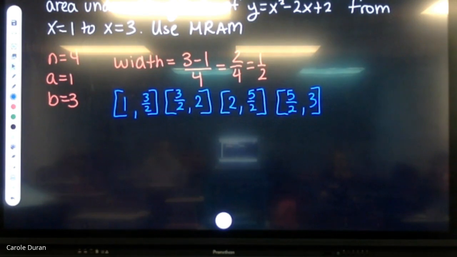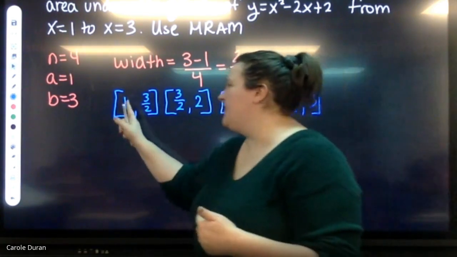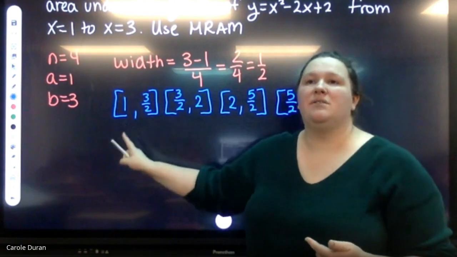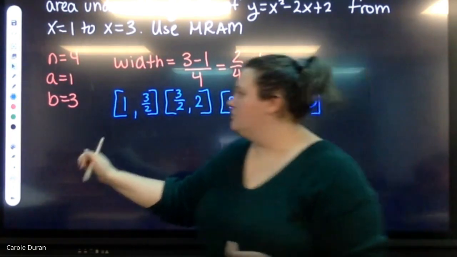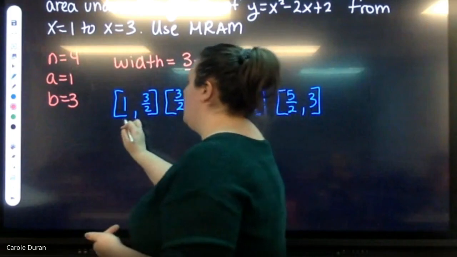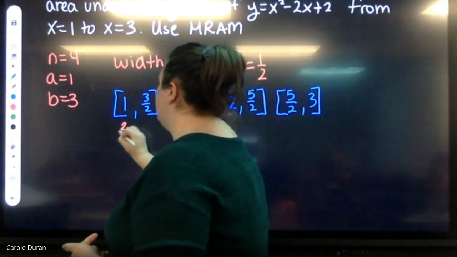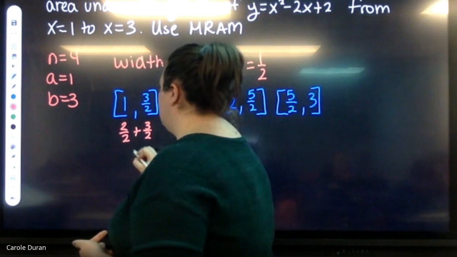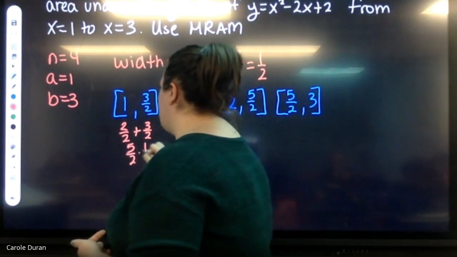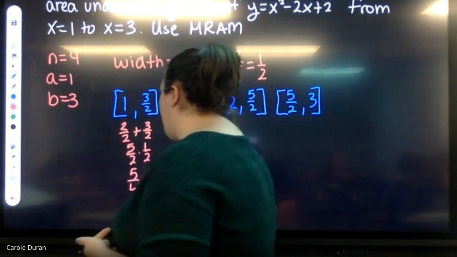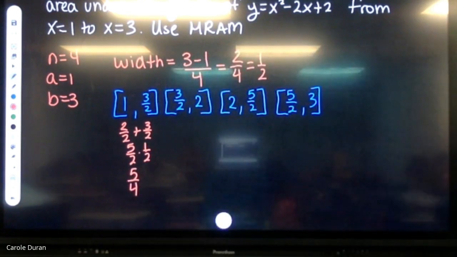Which endpoint am I using to approximate? Midpoint. Okay, so what I need to do now is find the halfway point on each of these intervals. I know, it sounds like so much fun. So to find that halfway point, we're going to take left plus right and divide by 2. So on this first one, I have 2 over 2 plus 3 over 2 gives me 5 over 2, times 1/2 is 5 over 4. So my midpoint from 1 to 3/2 is 5/4.